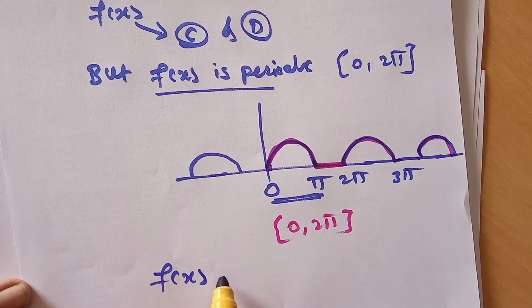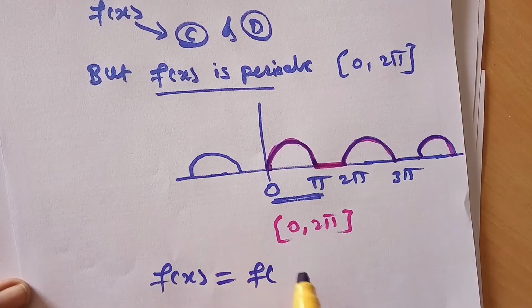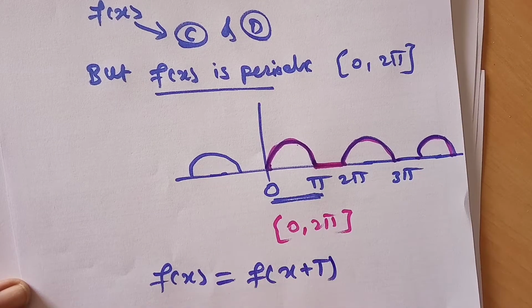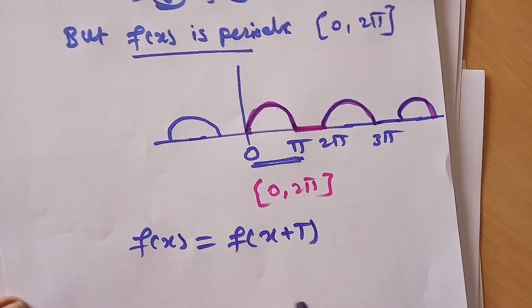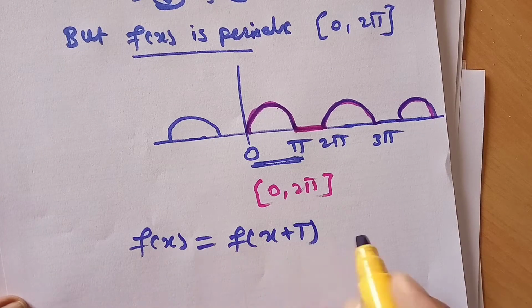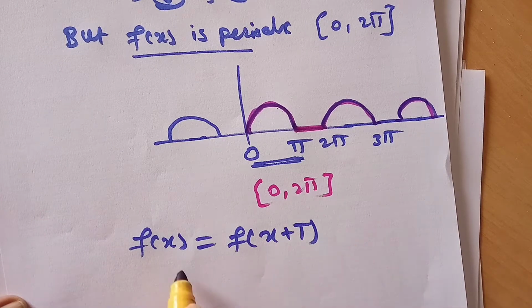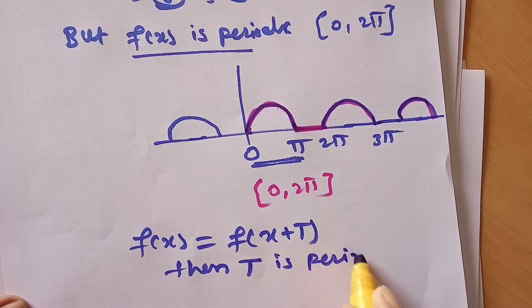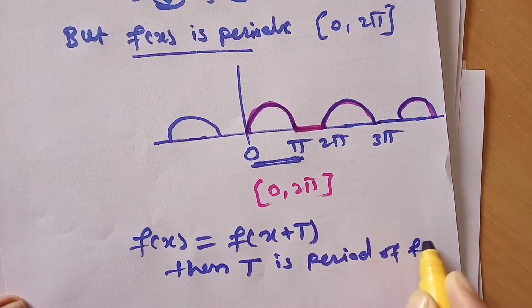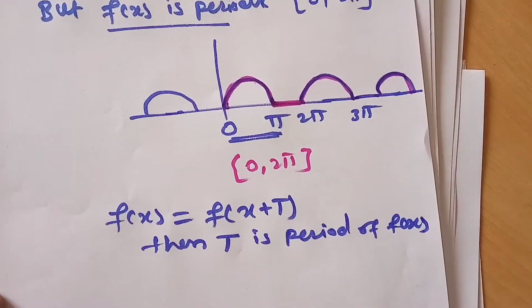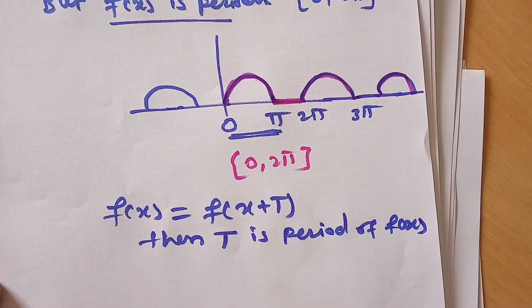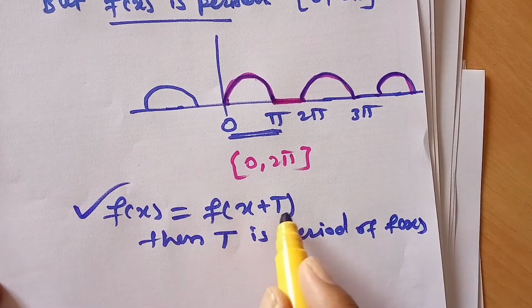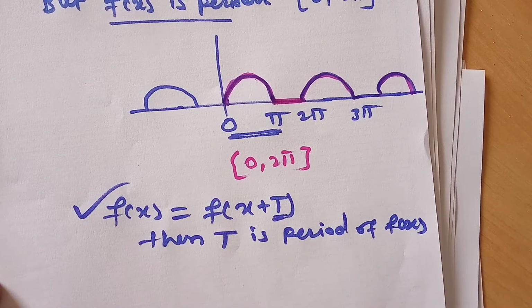Function f of x is equal to f of x plus T. I will suppose T is the period of this function. If this function satisfies this condition, then T is a period of this function, and T is called the period of this function. Every periodic function repeats after some time T. This function goes on repeating, therefore this is a periodic function.